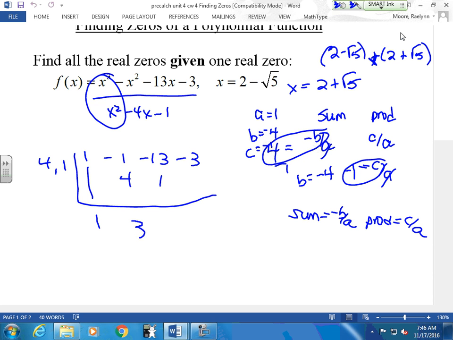Negative 1 and 4: 3. 4 times 3, go to the right: 12. 1 times 3, go to the right: 3. Stop and add down. 0 and 0, which makes sense, right? So x cubed over x squared gives us x. Here's my last factor. Set this equal to 0, and x is negative 3. That's cool.